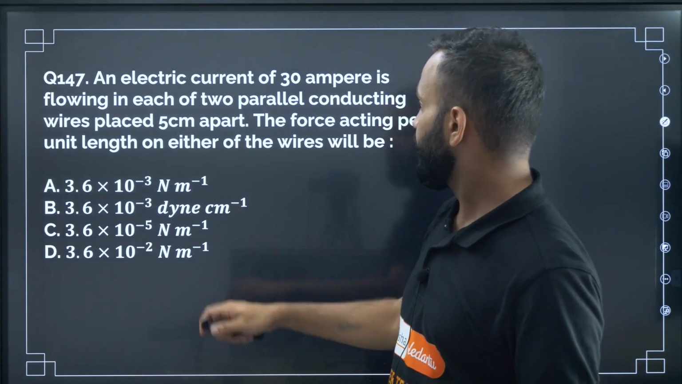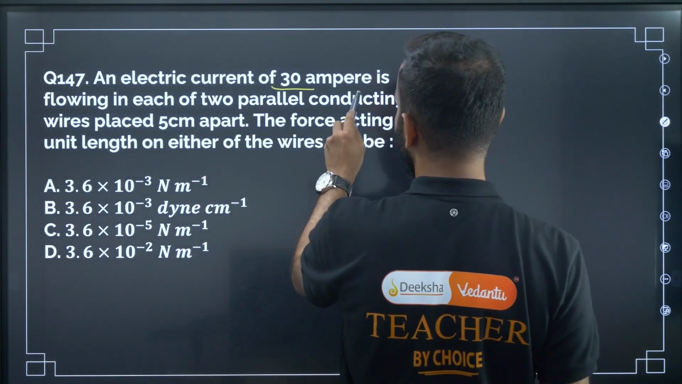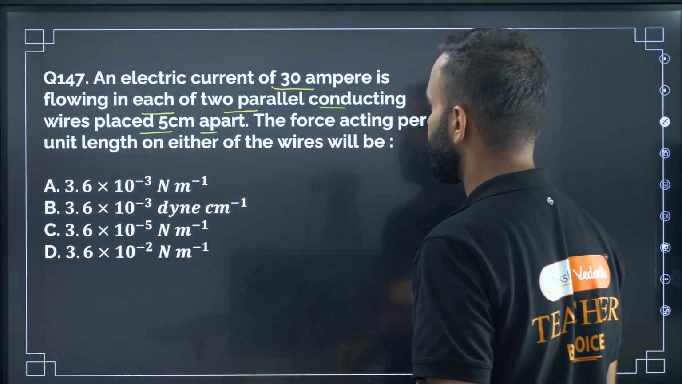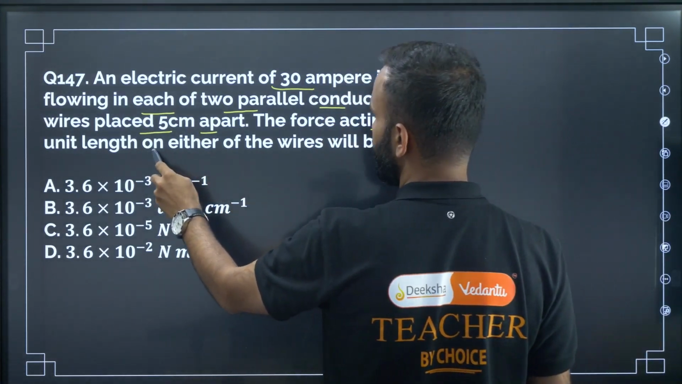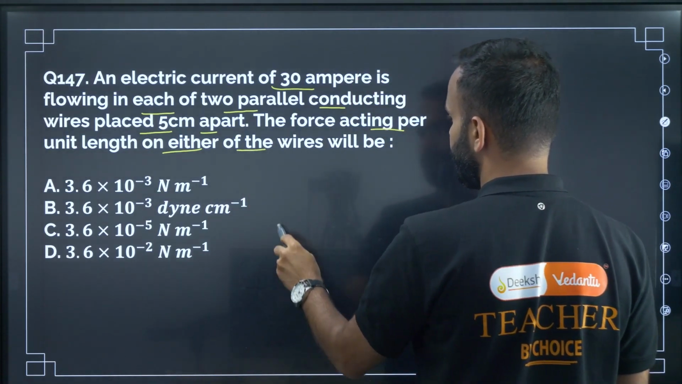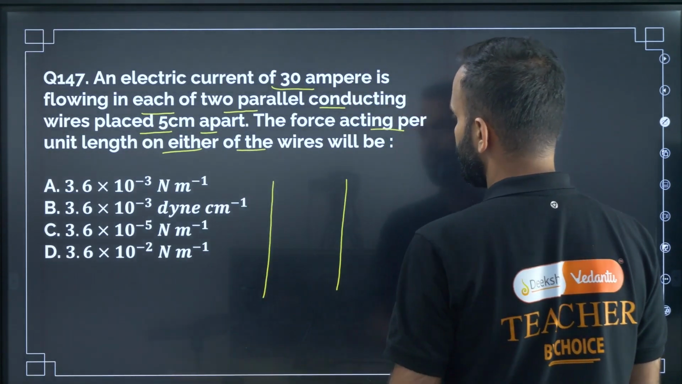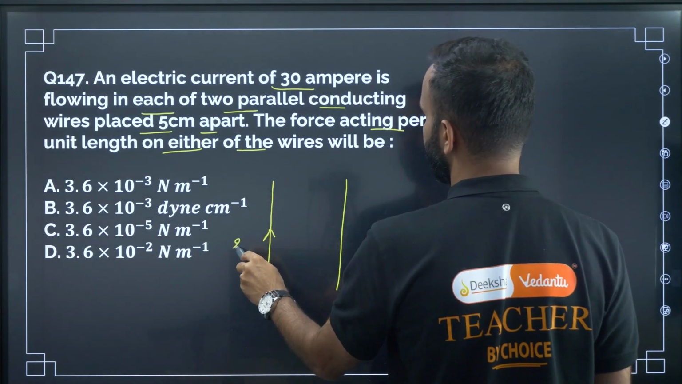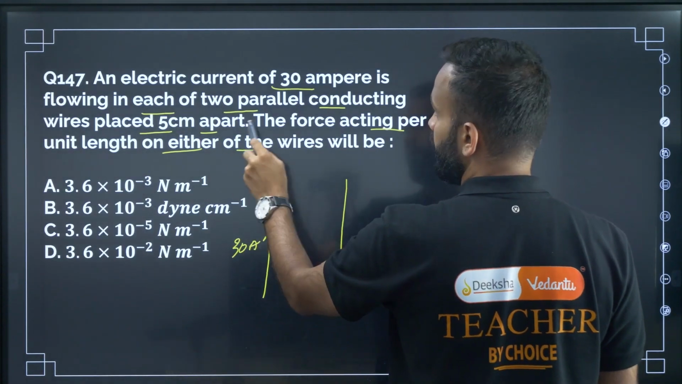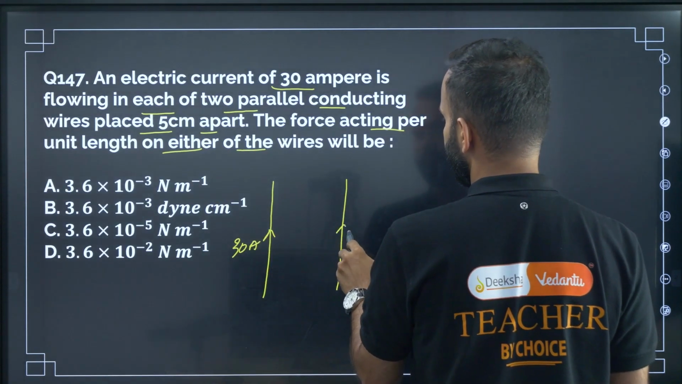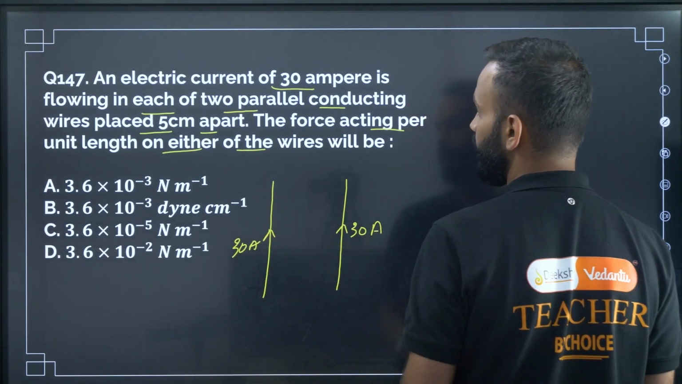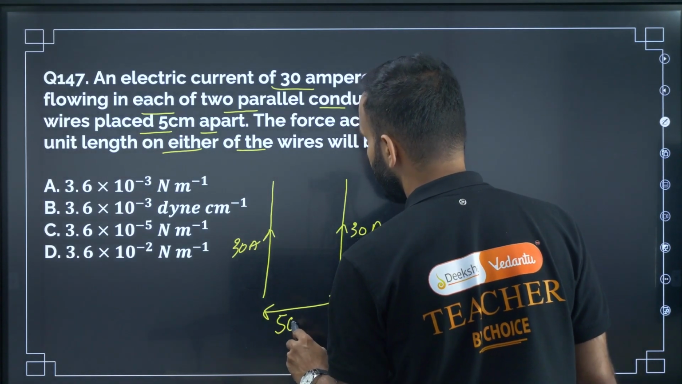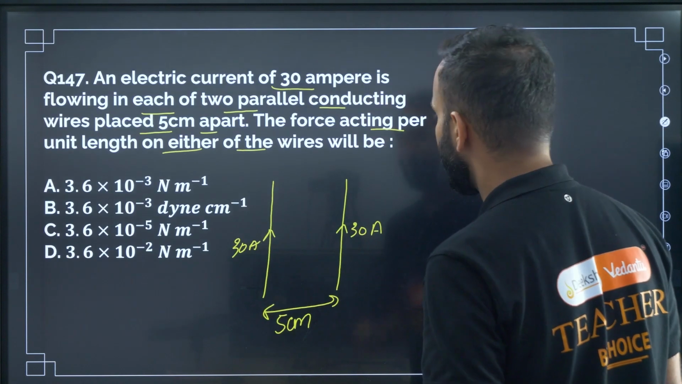Question number 147. An electric current of 30 ampere is flowing in each of two parallel conducting wires placed 5 centimeter apart. The force acting per unit length on either of the wires will be. Okay, so these are the two parallel wires. An electric current 30 ampere is flowing in each of two parallel conducting wires placed 5 centimeter apart. The force acting per unit length, right?